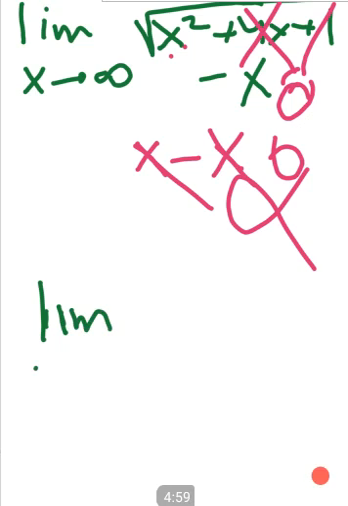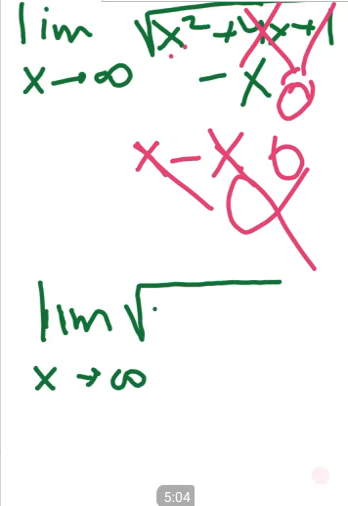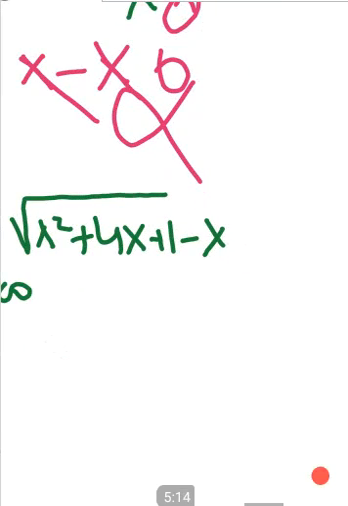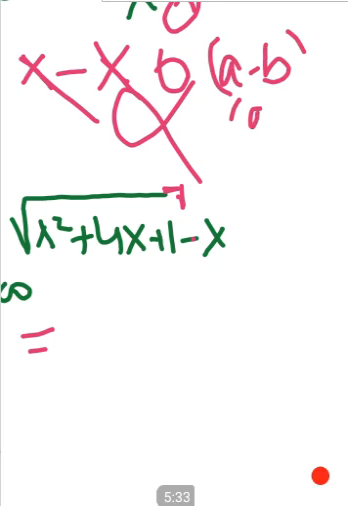Limit as x approaches infinity, root x square plus 4x plus 1 minus x. Now in this limit we have another trick. We multiply and divide by the same expression with a plus sign here. What we get is that the square root will be removed, as the identity a minus b times a plus b would be used.